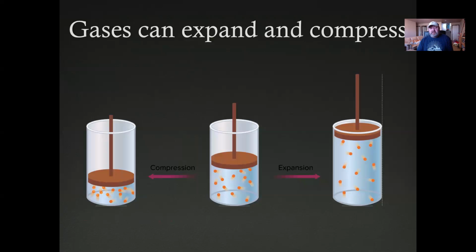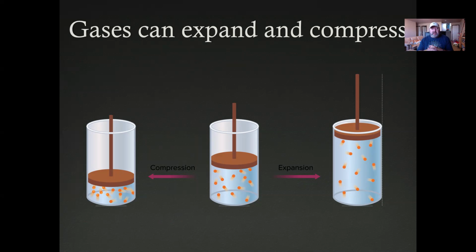One thing that's really different and important about gases compared to liquids and solids is that gases can be compressed. It's the only one that can be compressed. Now you can squash a solid and change its shape because metals are malleable and ductile, but gases aren't that way.